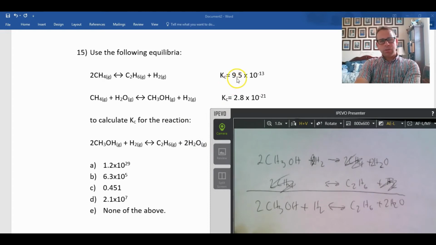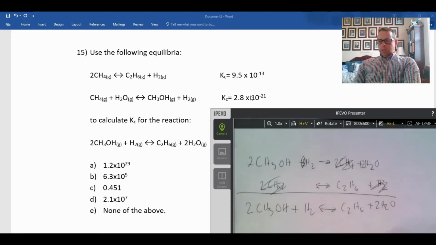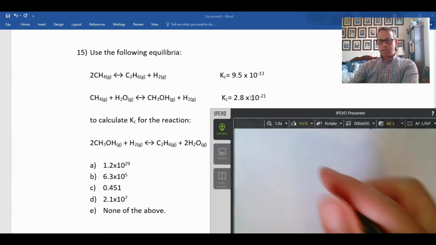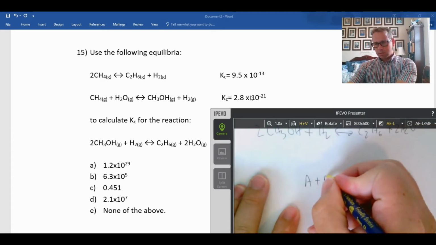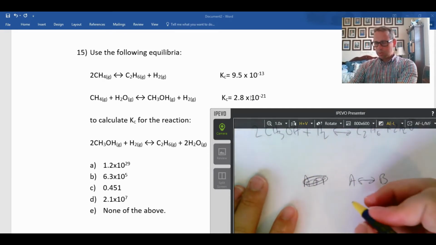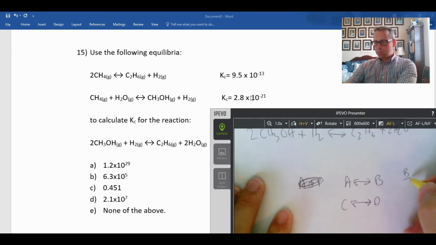So we took the first one and added it to a flipped, doubled second one here. So what do we do with their Ks? Well, I told you many times now that the way to remember how to treat Ks is to take simple reactions like these ones. Simpler than that. A going to B in equilibrium, and C going to D in equilibrium, and then writing the K values, which in this case would be B over A. K would equal B over A for that reaction. K here would equal D over C.